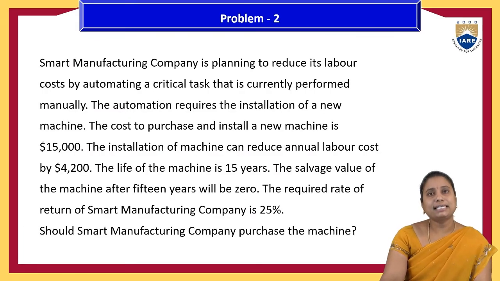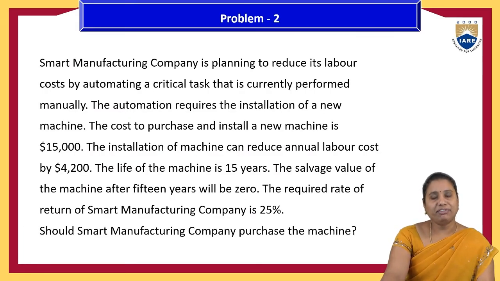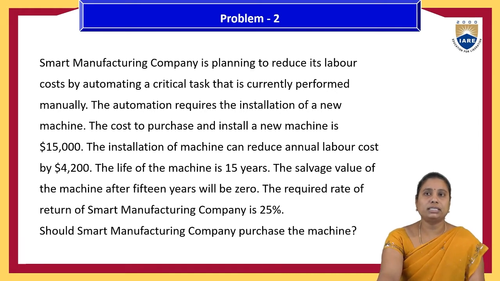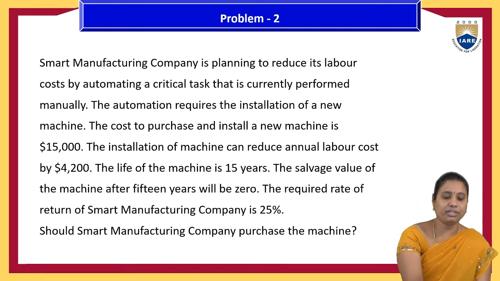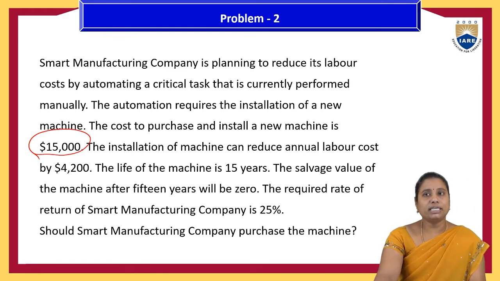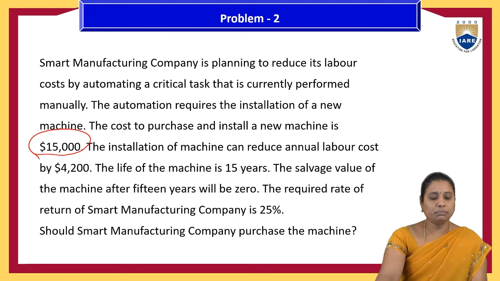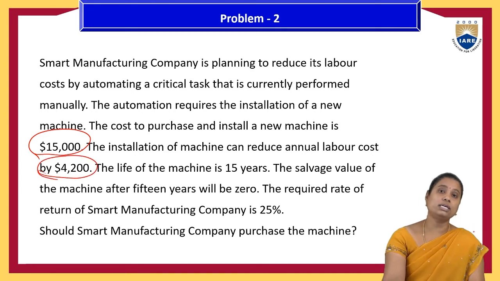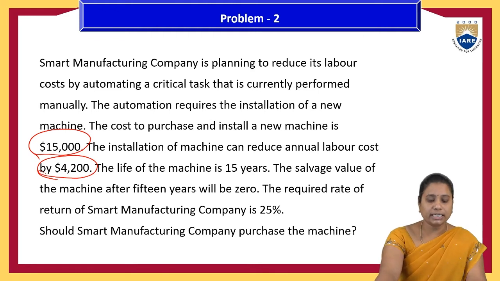Same thing, if we see the second problem: a smart manufacturing company is planning to reduce its labor cost by automating a critical task that is currently performed manually. The automation requires the installation of new machinery. The cost to purchase and install the new machinery is 15,000, which means cash outflow. And the installation of the machine can reduce annual labor cost by 4,200, means this is a cash inflow, because the savings are also called inflows for the organization.